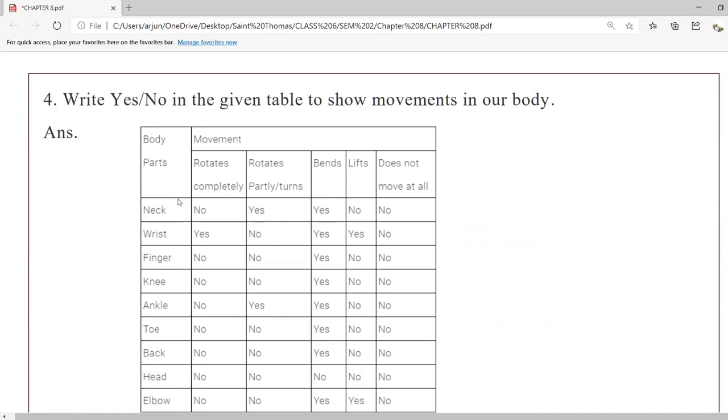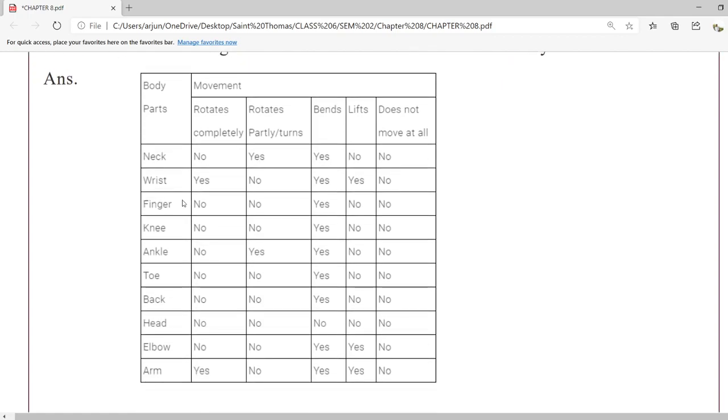The next is, write yes or no in the given table to show movement in our body. Okay, so this type of activity we have done in the first lecture of this chapter, right? Snake can rotate completely? No, so you have to write no. Rotates partly? Yes. Bend, yes. Lift, no. Does not move at all. So for the criteria which is fulfilled by the body part, you have to write yes and in another, no. Okay.